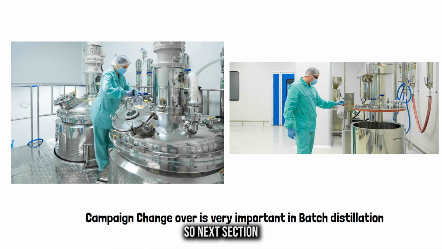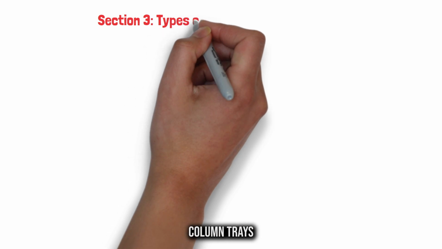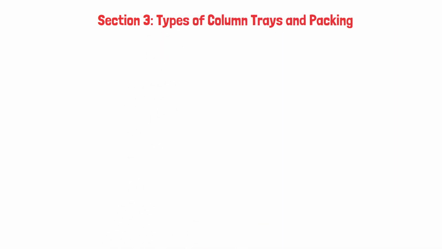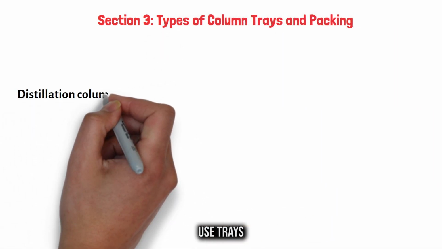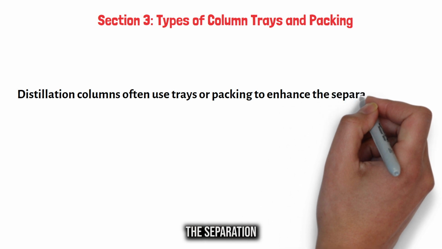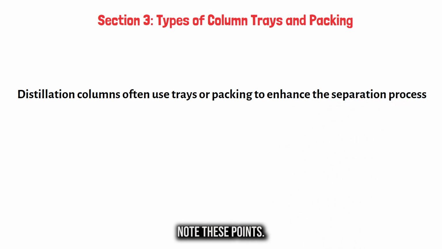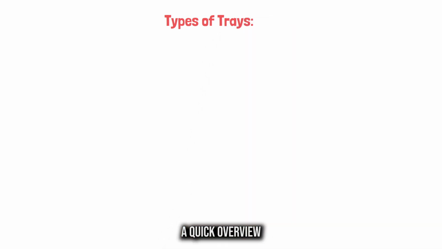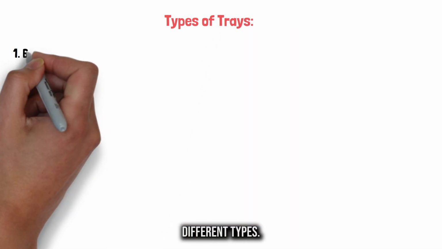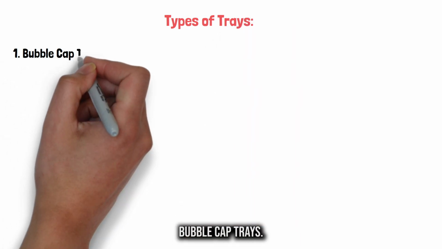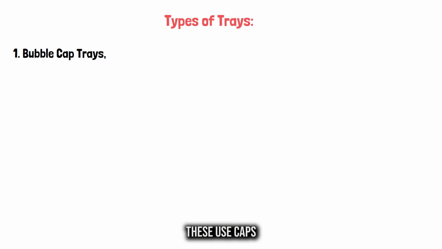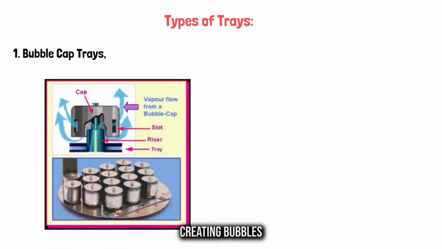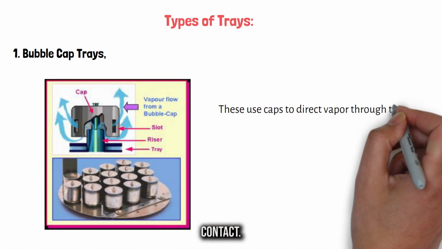So next, Section 3. Types of column trays and packing. Distillation columns often use trays or packing to enhance the separation process. Note these points. This will help you for the interview. Here's a quick overview of the different types. Types of trays. Bubble cap trays. These use caps to direct vapor through the liquid, creating bubbles and enhancing contact.